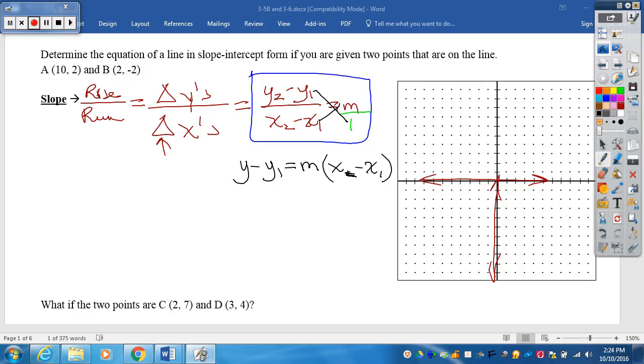Oh, I should have gotten rid of the subset there. We don't really need that subset, okay? And that is what we call the point-slope form.